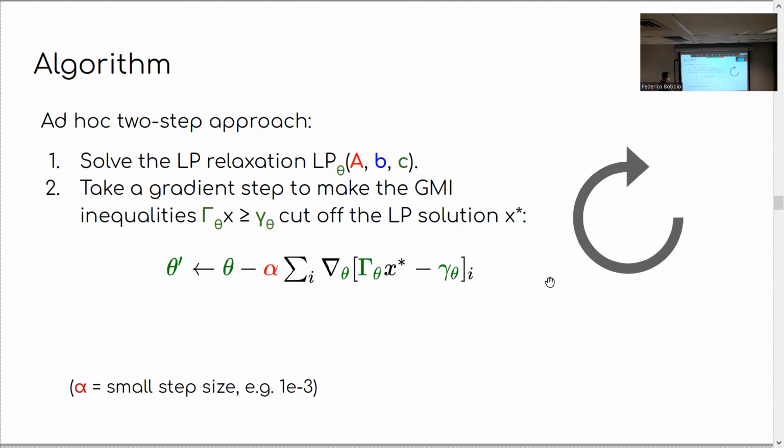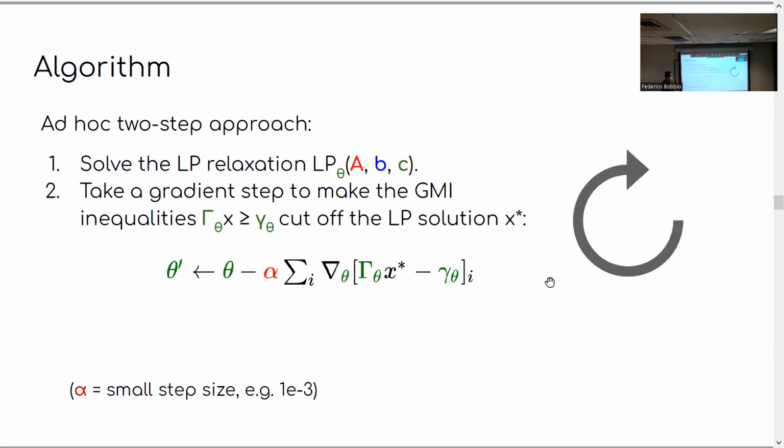And then once you've done this, you can just resolve the new LP with the slightly different cuts. You're gonna get the new LP solution, and then you're gonna try to take gradient steps again to try to cut off this point. And you're just gonna alternate these things until you're tired. And the gradient steps, you need a step size. I picked it to be fixed. You could pick it probably to vary, anything is really possible. So this is not super pretty, but it sort of works.